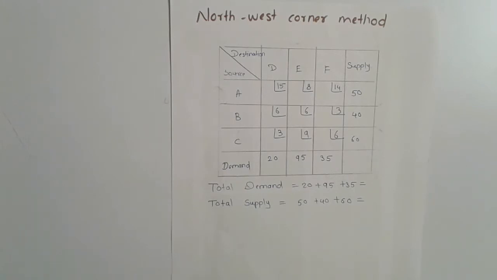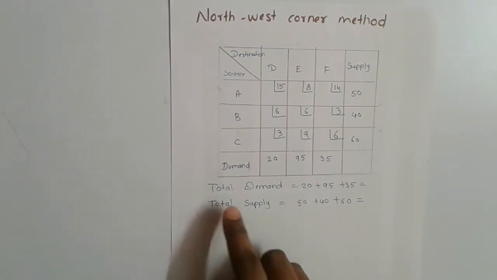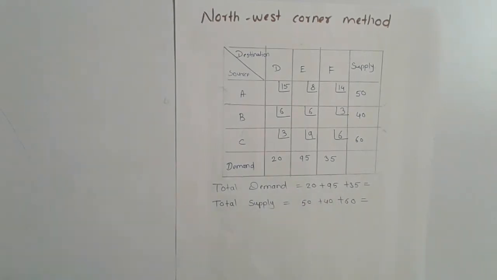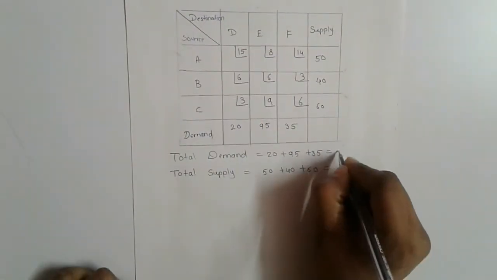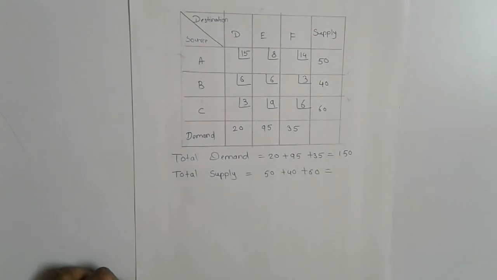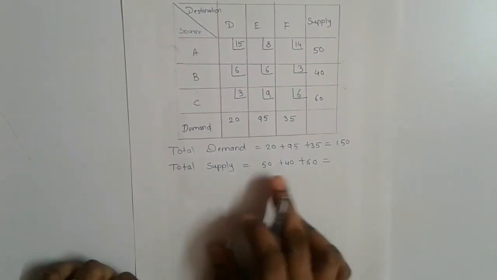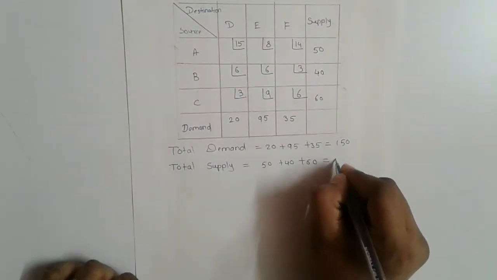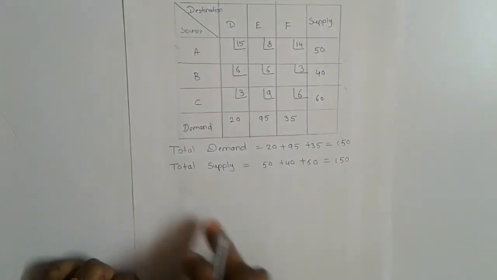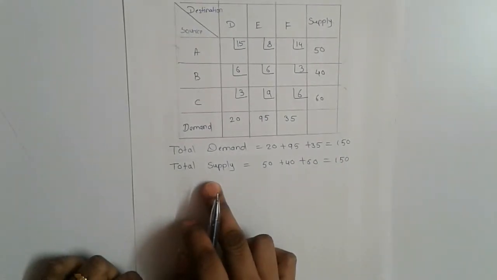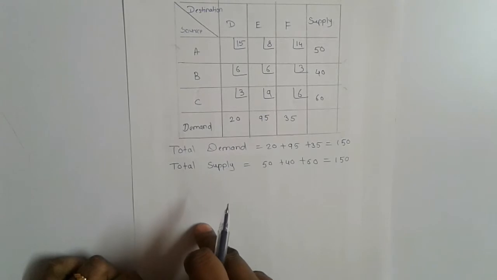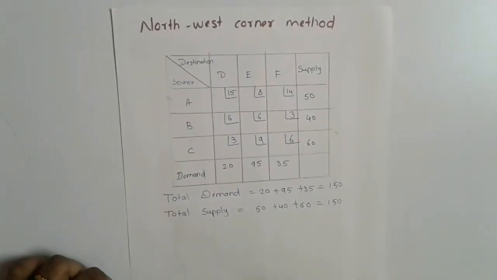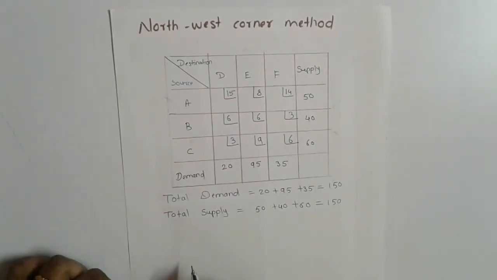Let us solve the example by northwest corner method. Here first we will find whether the problem is balanced or unbalanced. Now the total demand is equal to 20 plus 95 plus 35 equal to 150, and the total supply is equal to 50 plus 40 plus 60 equal to again 150. That means the total demand equal to total supply, therefore the problem is balanced. So let us start with first step.